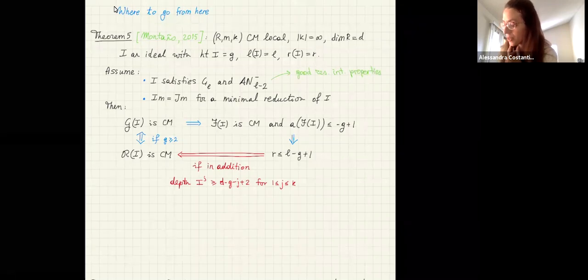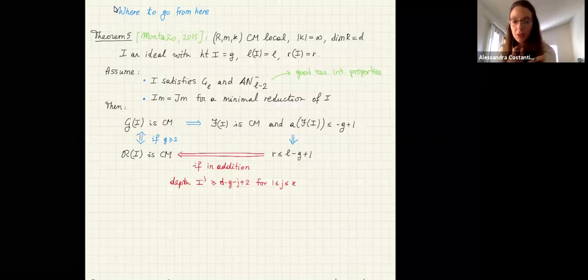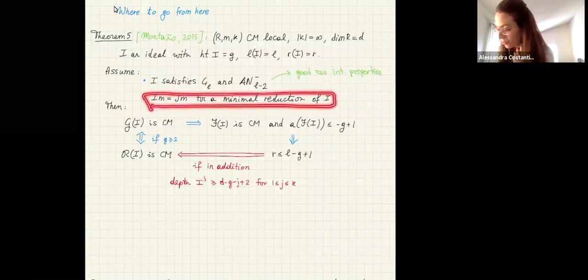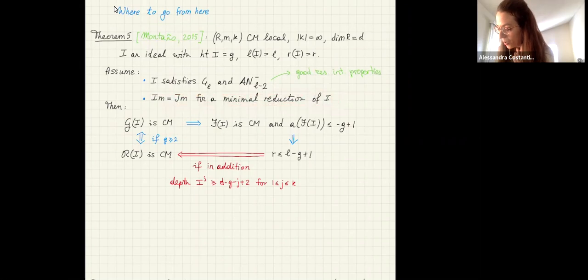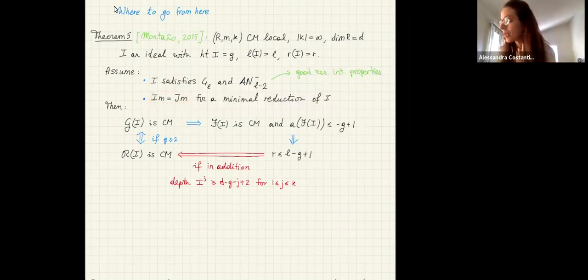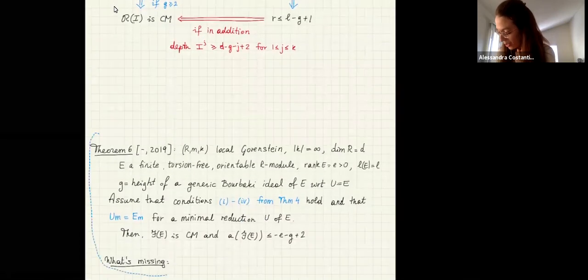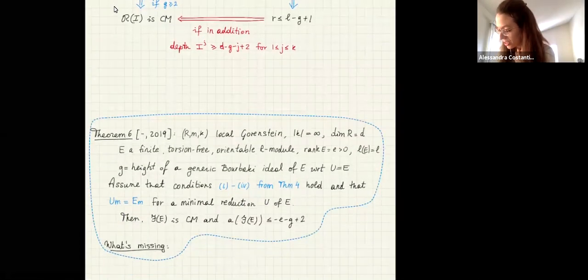This is a nice result that relates the Cohen-Macaulayness of the associated graded ring, the fiber cone, and the Rees algebra. And there is a depth condition here involved that is similar to the ones you've just seen in the theorem before. And the essential hypothesis here is a condition on the minimal reductions of the ideal I, so this condition here. And so my instinct was, well, I want to have this theorem for modules.